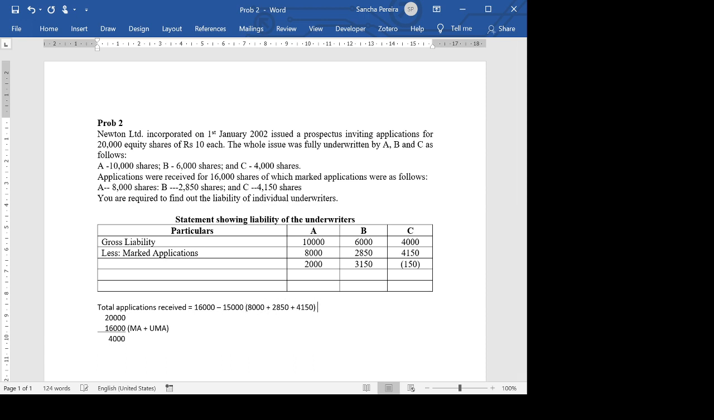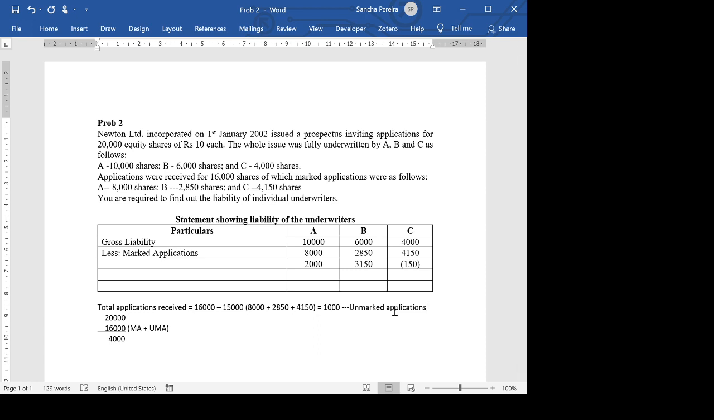Okay, that means the remaining 1,000, 16,000 minus 15,000 will be 1,000 will be your unmarked. This will be the unmarked applications. That means these are applications that the company has received directly, not through any underwriter. Okay, so 16,000 applications were received from the public, out of which 15,000 are marked. How did I get this 15,000? You add all the marked together. So 16 minus 15, 1,000. What are these 1,000? These are also received from the public, but these are unmarked applications. Unmarked applications are those that do not bear any stamp of the underwriter but are received directly from the public.